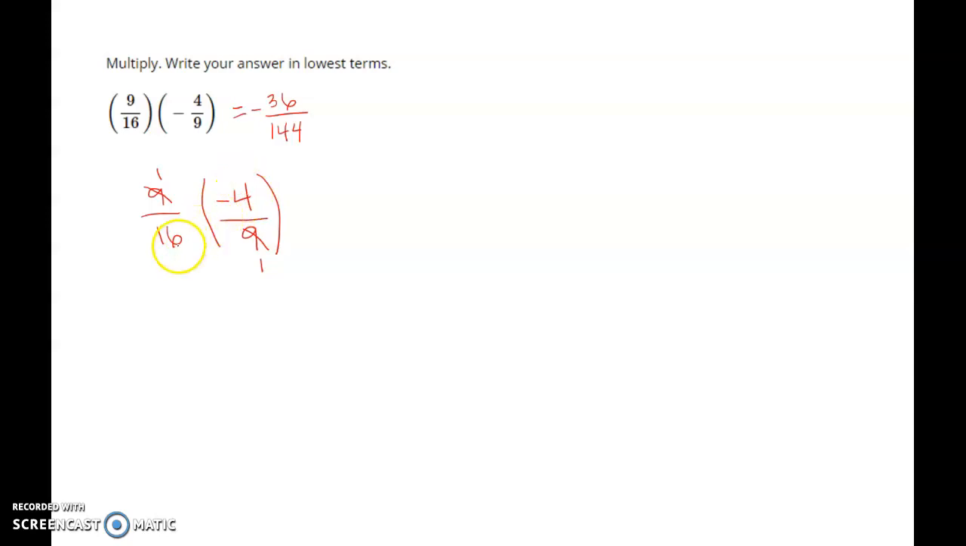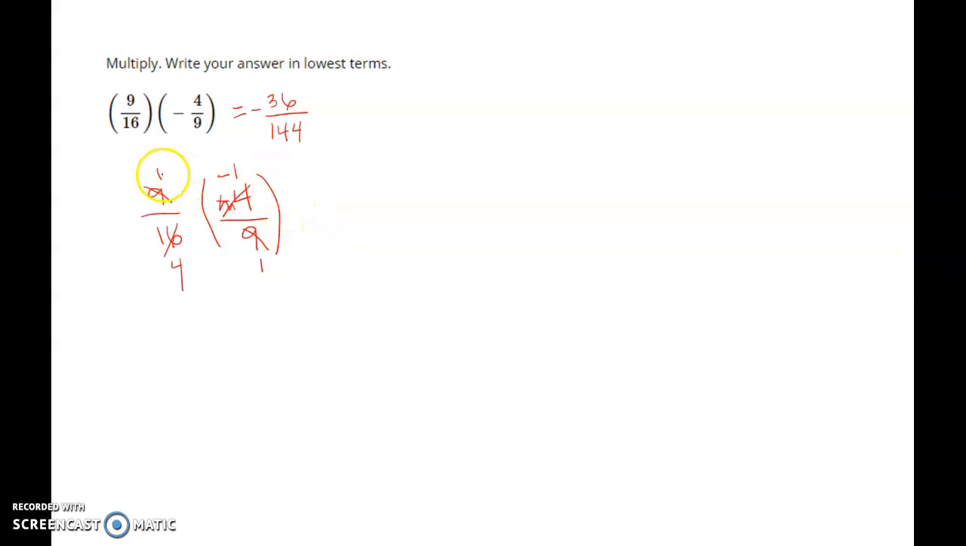Well, if I look at the 4 and 16, can we see a number that will go into both of those? Well, it looks like 4 will. I can divide 16 by 4. I'll have 4. I divide negative 4 by 4. I'm left with still, I'll say, negative 1. Make sure to scribble that out so we don't have it twice.